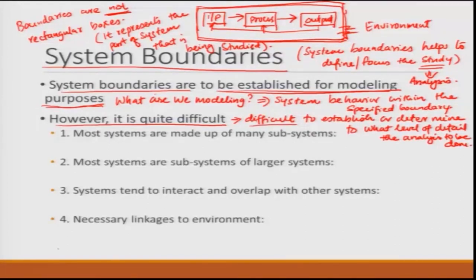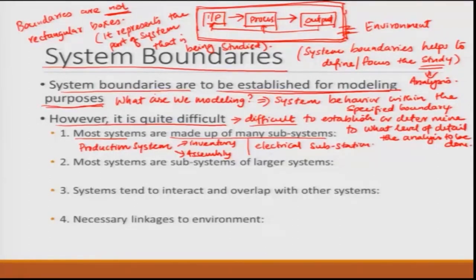Why? Number one reason: most of the systems are made up of many subsystems. Let us take an example, a manufacturing system or a production system. A production system has many subsystems. One is the inventory or the stores. There is an assembly line, painting, so many aspects. But there is also something that you require: an electrical substation. Now the question is, is this electrical substation part of the system, within the boundary, or outside the boundary? It is a subsystem of the production system, but it can sometimes be treated as part of an outside system or the environment, or it could be treated as part of the internal aspect as well.